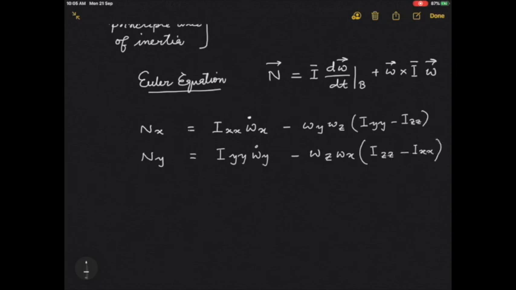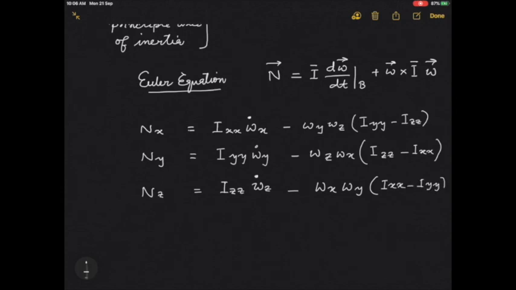So it's y, so z, x, here also, z, x, z, omega z dot, x, y.